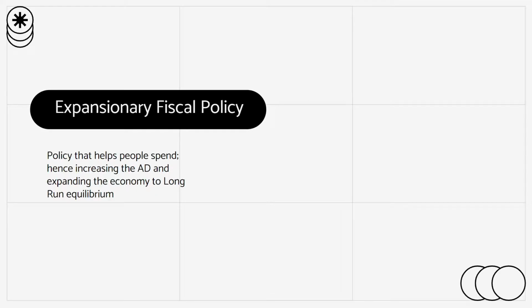How do they do it? Well, they have two ways. The first one is the expansionary fiscal policy. It's basically when your economy is in recession and the fiscal policymakers make it so that aggregate demand goes rightwards. So how do they do this? Well, they're going to help people spend more. You've got to increase your aggregate demand.